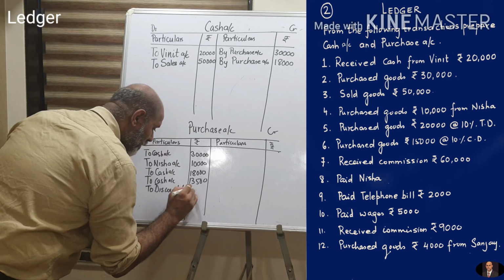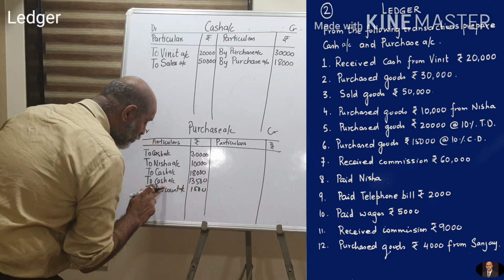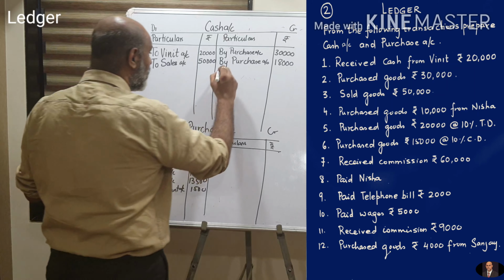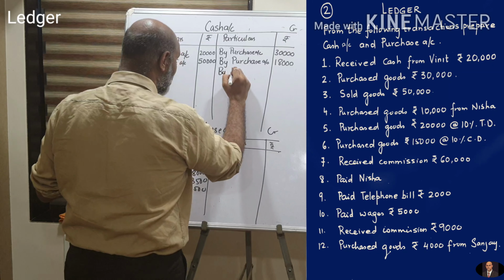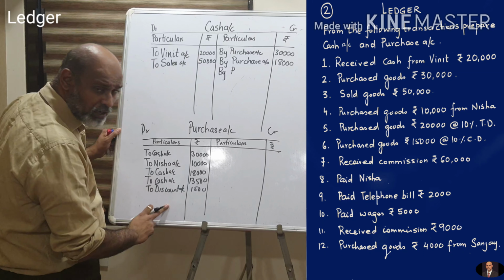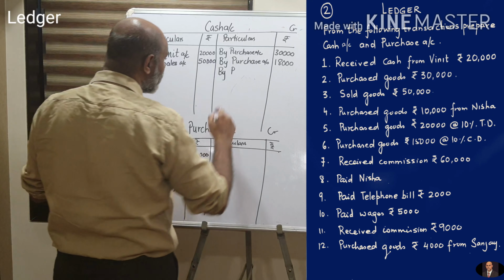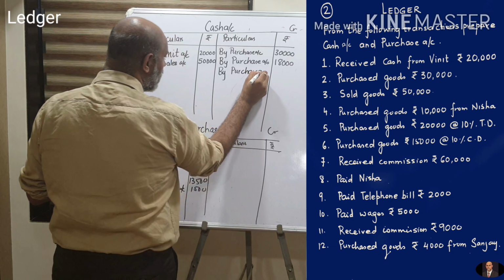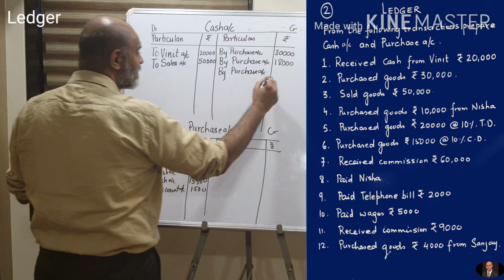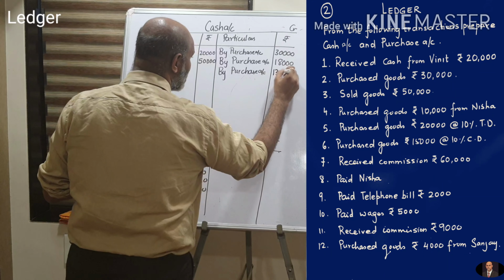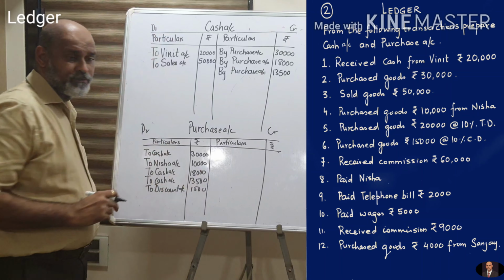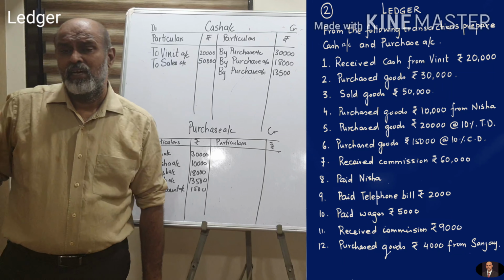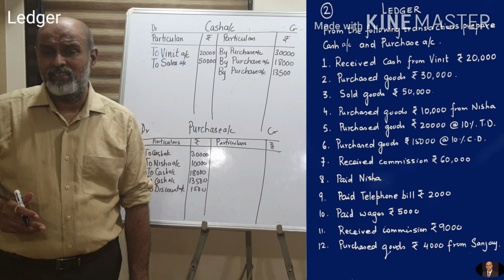Okay. So it will be 1,500. So what will you do? You will go to cash and you will write by purchase 13,500. Then you would go to discount account and write by purchase 1,500. But since we are not opening the discount account here, we shall only be writing 13,500 in the cash account. After this, received commission rupees 60,000.